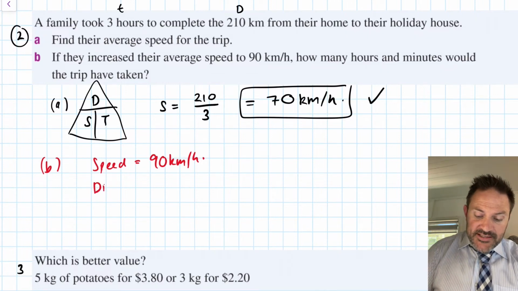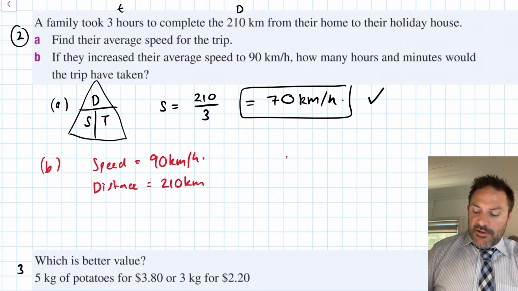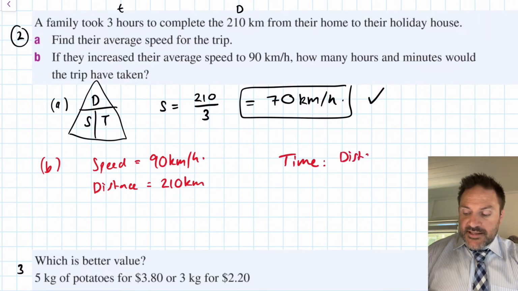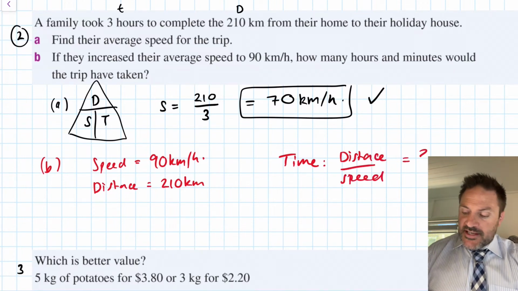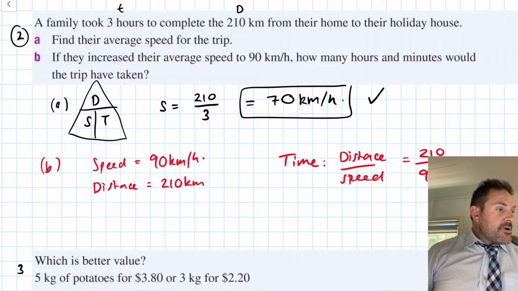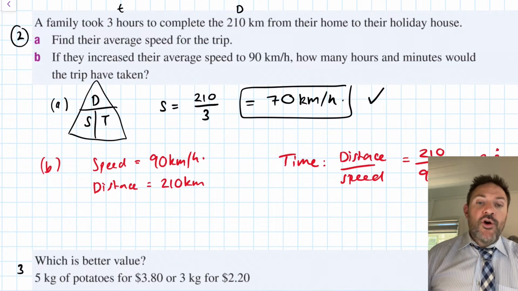All right, well, my distance is still going to be the 210 kilometers. So now what we're looking for is my time. So looking at the same triangle, time equals distance over speed, right? And so we're going to do my distance is 210, but now my speed is 90. Now, if I do that with my calculator, of course, because this is a slightly harder one to do without a calculator, 210 divided by 90 is going to get me part of the answer, but probably not the whole answer. We get 2.3 recurring hours.